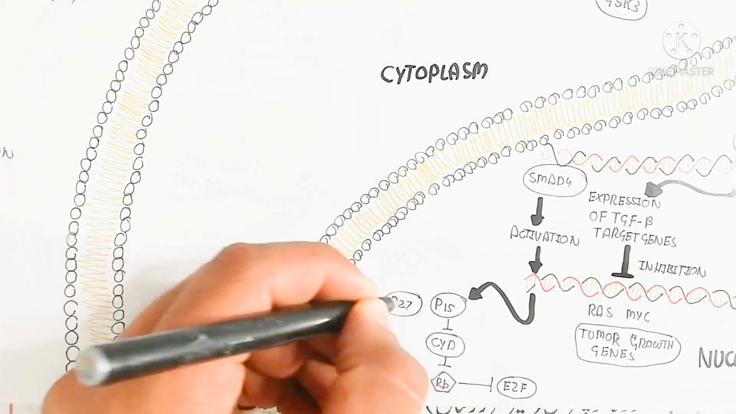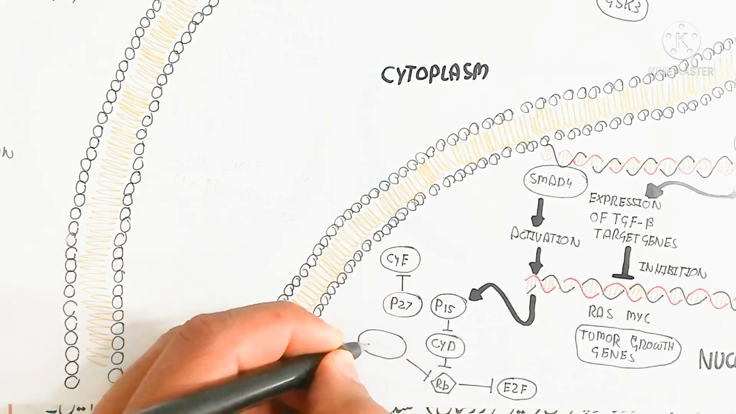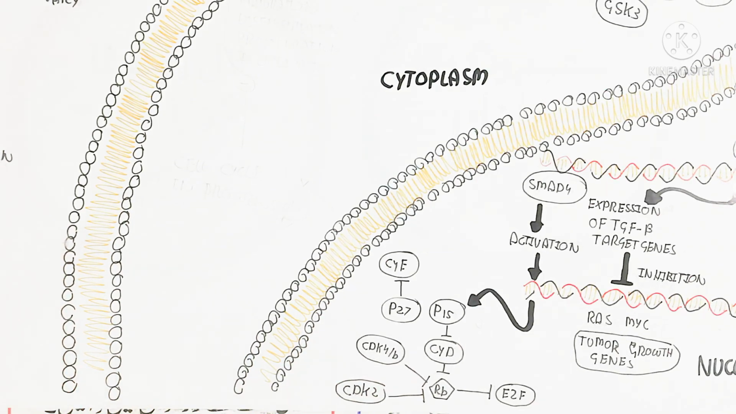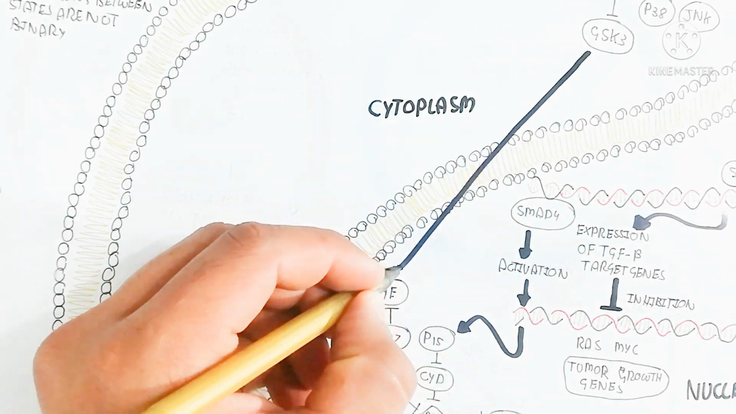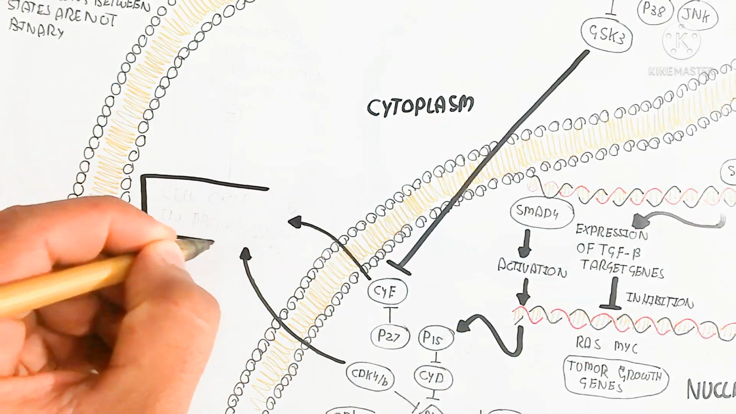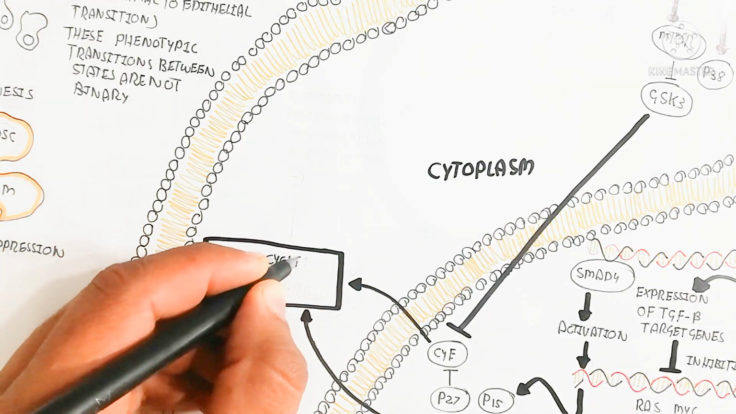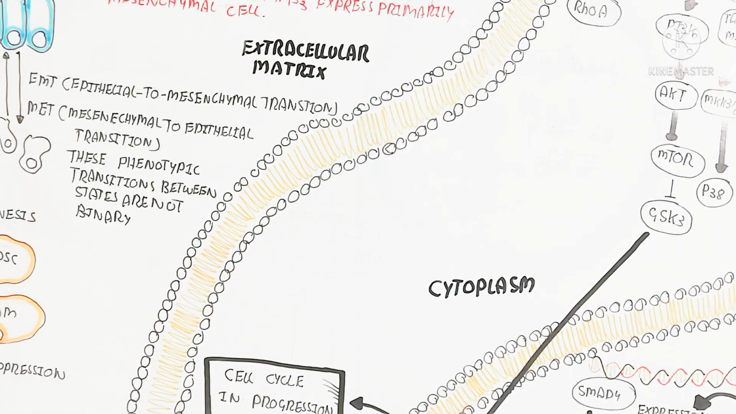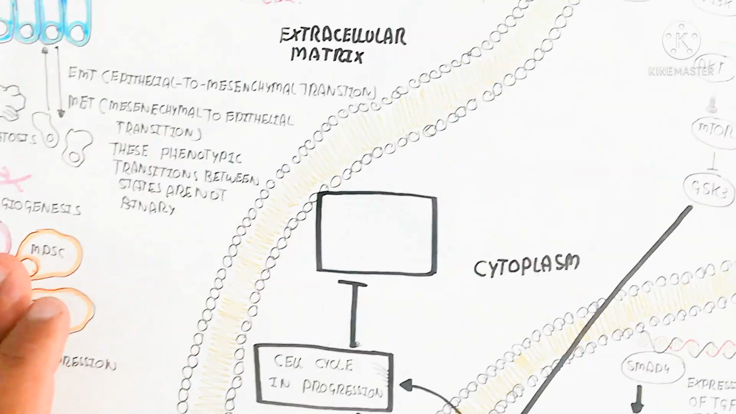Which will inhibit the cyclin D, and the cyclin D, together with CDK, cyclin dependent kinase 4 and 6, inhibits the retinoblastoma protein RB, and this RB retinoblastoma protein will inhibit the E2F. In this way, the whole mechanism is used for cell cycle progression. So this whole mechanism will be inhibited, so the cell cycle progression will be inhibited.